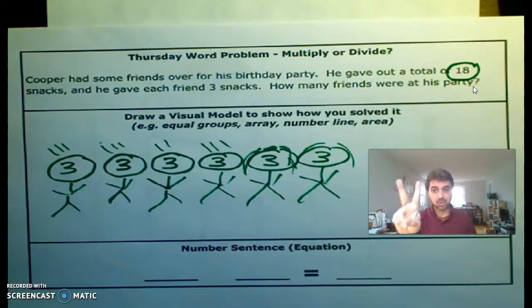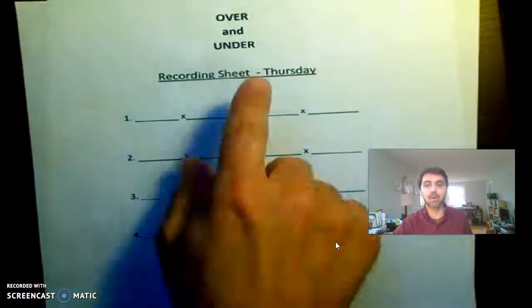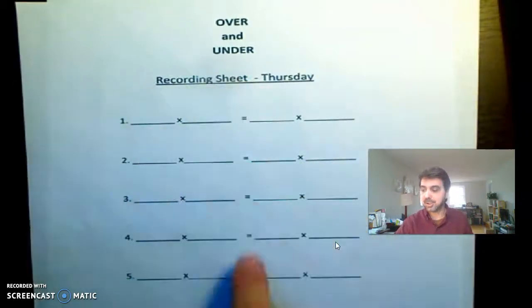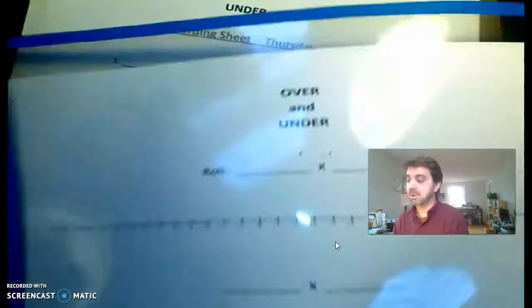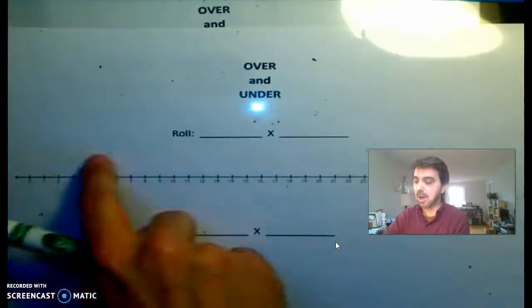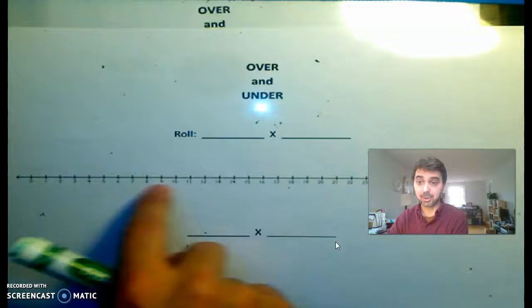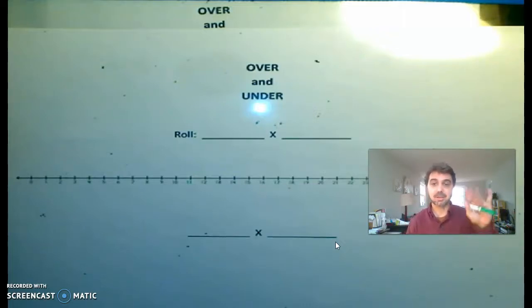Okay, so use this one and try one more. All right, so you're going to use 2 strategies today. And then lastly, you are going to play over and under again today. Here's your recording sheet. Okay, make sure you have your dry erase sleeve, your dry erase marker. All right, you do the hops on top, the hops on the bottom, like I showed you. If you forget, go back to the video from Monday. It was Monday, okay? And there's a video there showing you how to play. All right, boys and girls, have fun. I'll see you soon. Bye-bye.